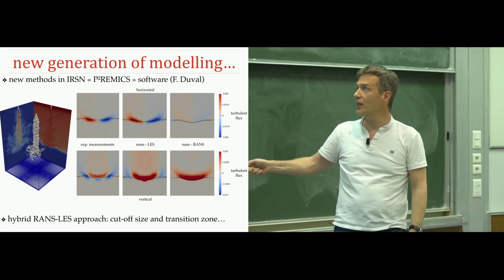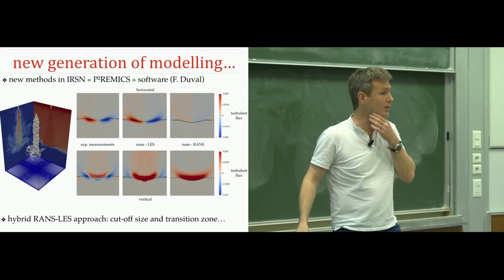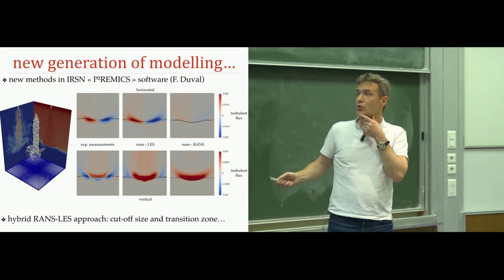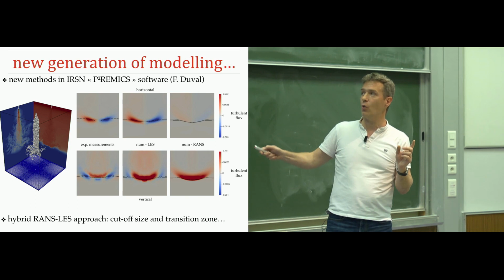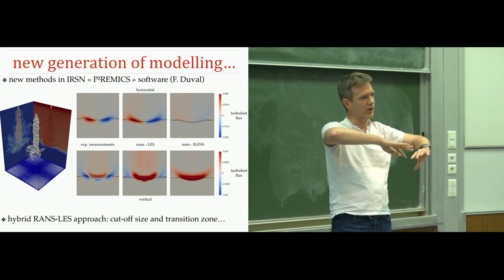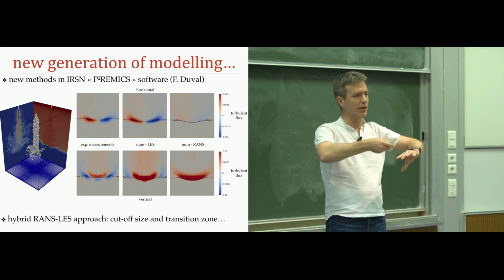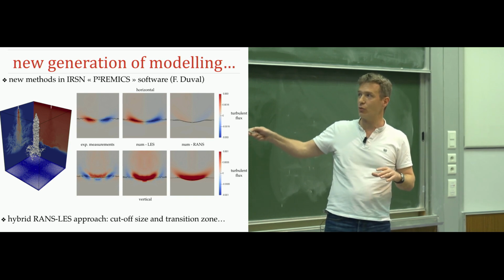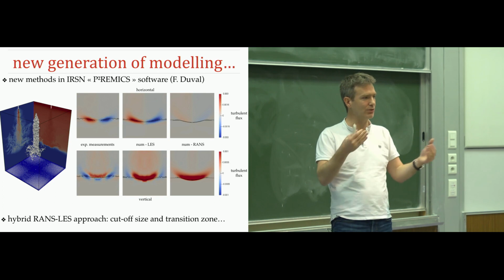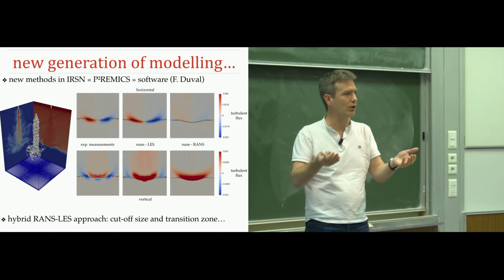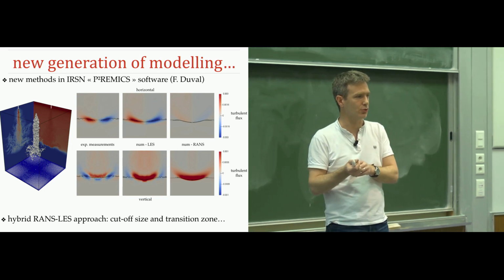So what my colleagues in IRSN, and Fabien Duval is leading that, is to use a hybrid approach where you use RANS modeling everywhere except close to the interface where the mixing takes place. And in that location around the interface, you switch to an LES approach, and combining the two, you can hope to have better prediction for safety issues.